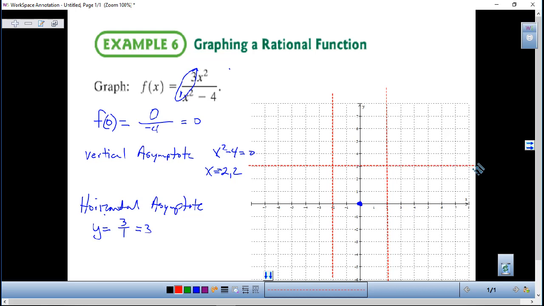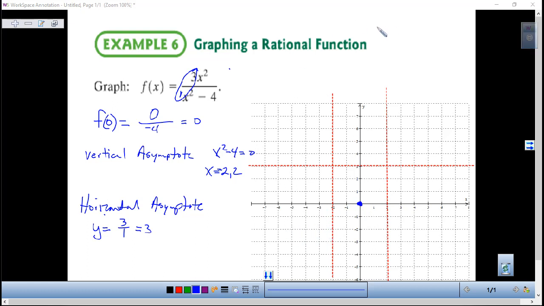Now you're going to notice this time we've got 3 different sections that we split into because of our 2 vertical asymptotes. And we need to determine where all this stuff is going to go, where our graphs are going to go. And if you notice, we've only got one point that we actually know is on the graph, and that's the point at the origin here.